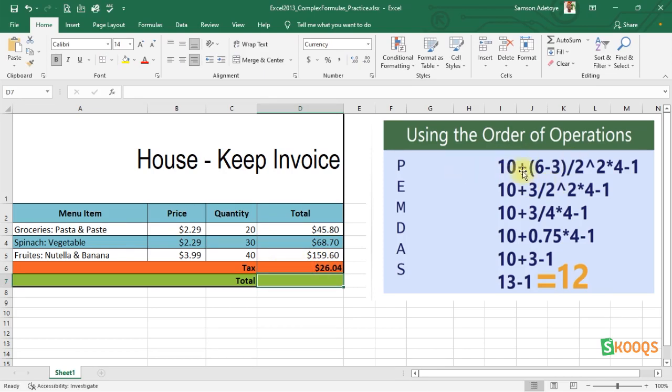If you do not put the values in parentheses, it's going to give you the wrong answer. So whenever you are doing a complex formula, just remember to follow the order of operations.